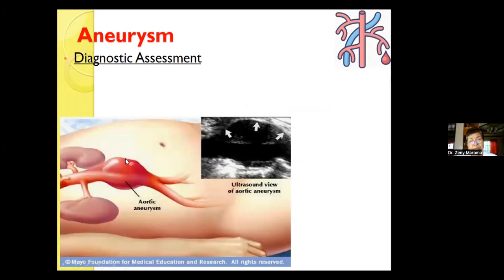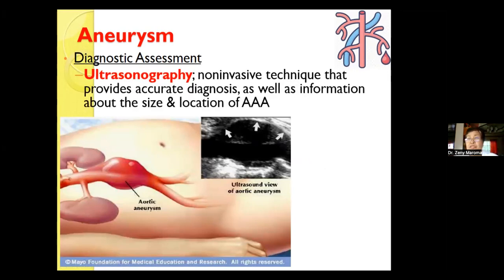Ito yung AAA. Yan ang AAA, at yan yung makikita sa ultrasound. Abdominal aortic aneurysm. Kailangan ng serial ultrasound. Ano yung serial ultrasound? Non-invasive technique that provides accurate diagnosis as well as information about the size and location. Ibig sabihin, the patient will have a series of ultrasound.